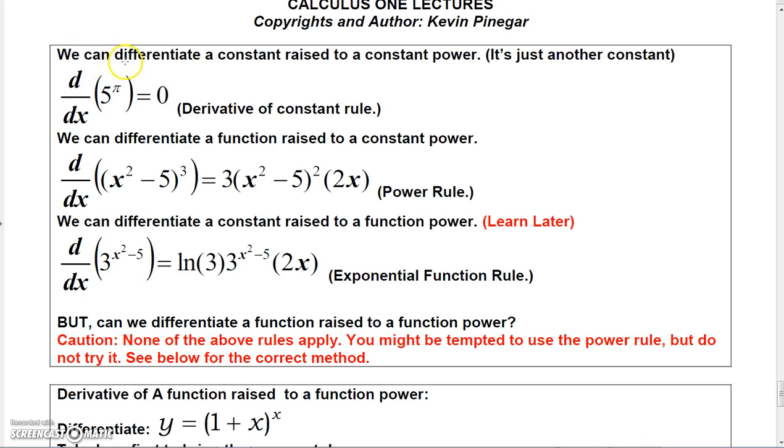Okay, freeze the video and read this paragraph here. And then when you're done, go ahead and restart the video for the last problem in this section.